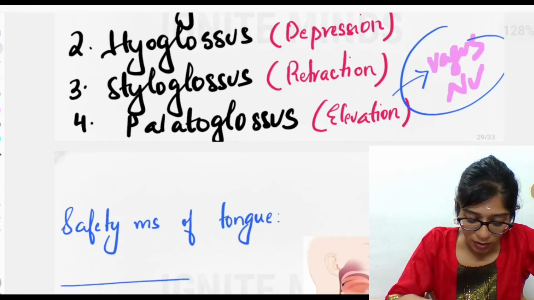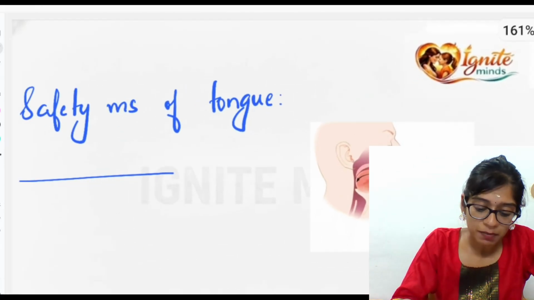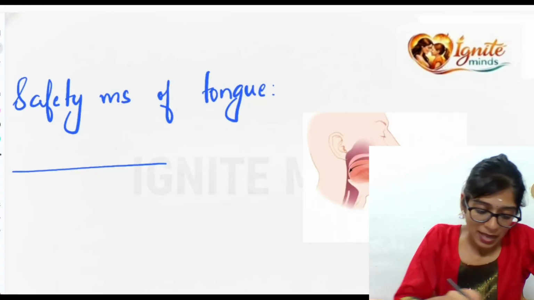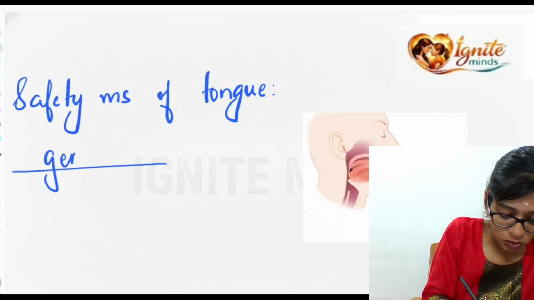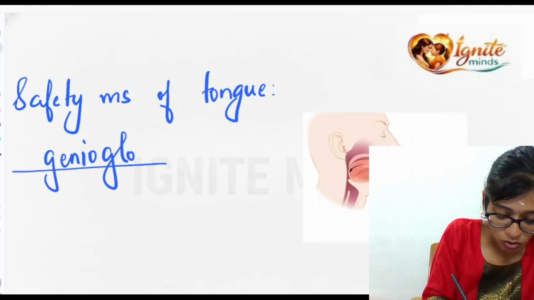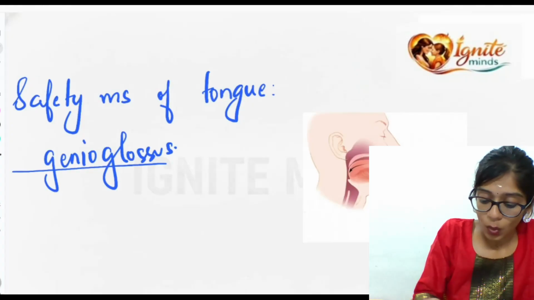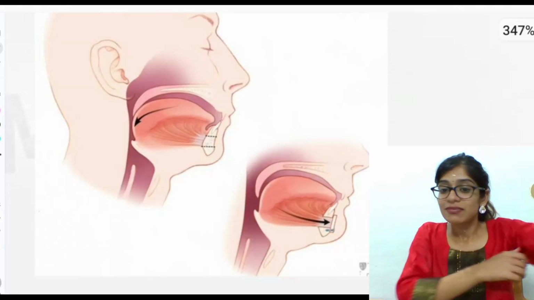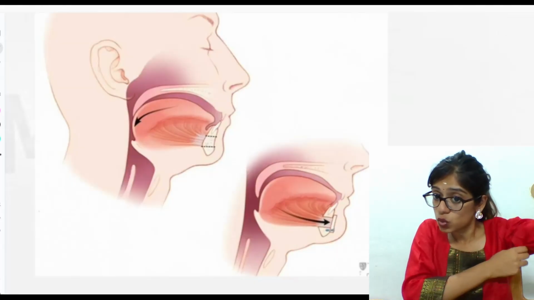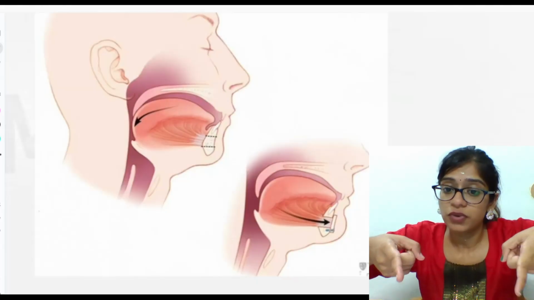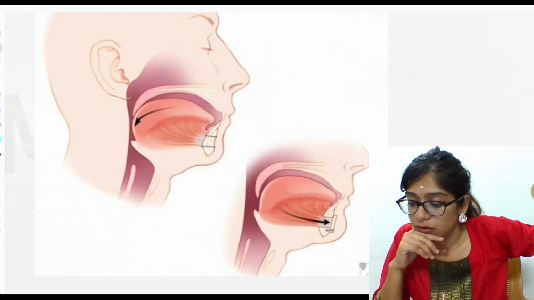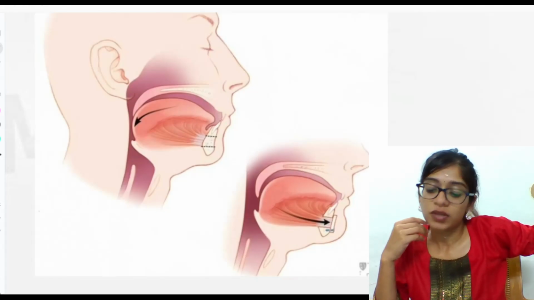Now, can you tell me which is the safety muscle of the tongue? Which is the safety muscle of the tongue? Answer is genioglossus. Now, why do I call it a safety muscle of the tongue? What is the function of genioglossus? It helps in the protrusion of tongue. It does not allow the tongue to fall back while sleeping, fall back into the backside of the oral cavity.